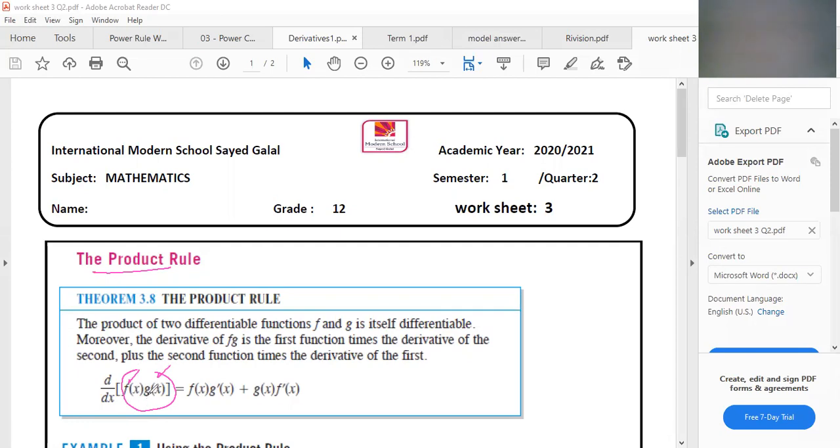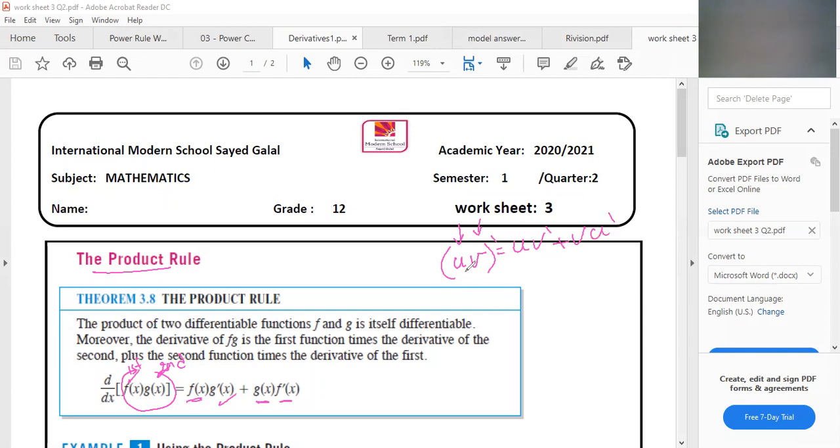Our rule states that the derivative of a product of two differentiable functions, say we name this one the first function and that one the second function, will be the first multiplied by the derivative of the second, plus the second multiplied by the derivative of the first. We can write it in another form. If we have a function u and a function v, the derivative of their product will be u v prime plus v u prime.